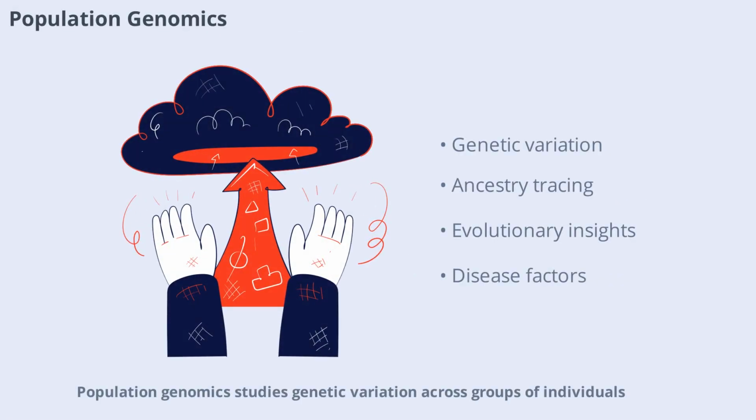Population genomics studies genetic variation across groups of individuals. By comparing genomes, scientists can trace ancestry, migration, and evolutionary history. Population-level data also helps identify genetic factors that contribute to disease and adaptation. This field provides a broader context for interpreting individual genomic data.